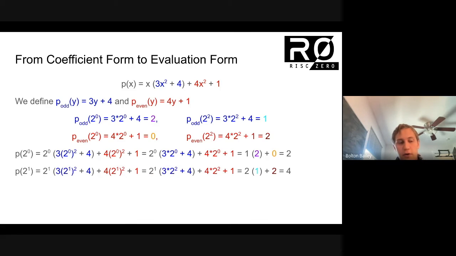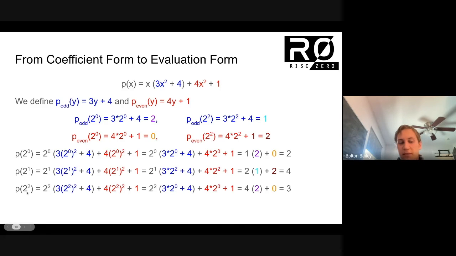Now let's do it for 2 to the 1. Similarly, we have 2 to the 1 squared here and here, and that becomes 2 squared and 2 squared. And we see that those two values are the evaluations of p odd and p even on 2 squared that we computed here. So we have the cyan 1 here and the brown 2 here. If we substitute those in, we can evaluate p on 2 to the 1, p on 2, which is 4.